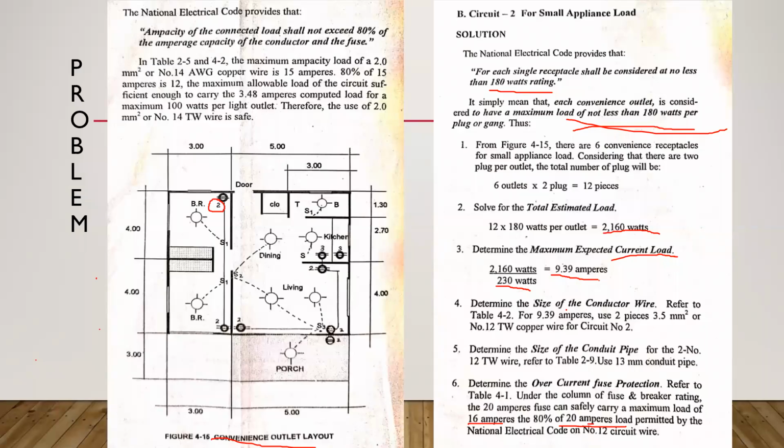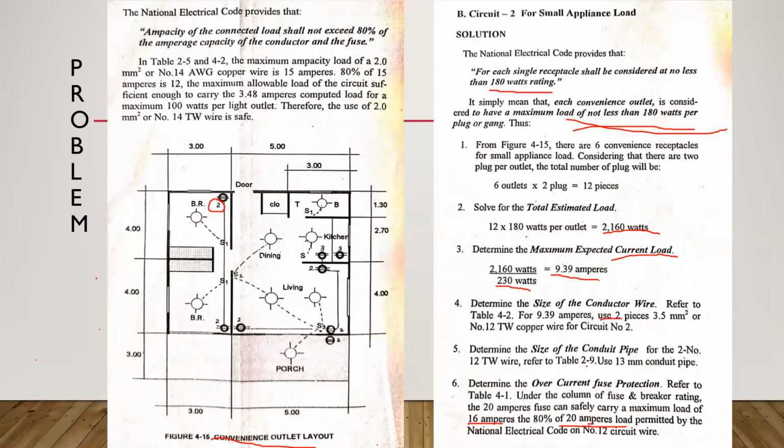So here, para sa size ng ating conductor wire, we will use the 2 pieces of 3.5 or number 12 copper wire. Again, bakit 2 pieces? Kasi gagamit tayo para sa live wire and ground wire. Kaya use 2 pieces of 3.5 or number 12 copper wire. And then, ano ang size sa ating conduit pipe?